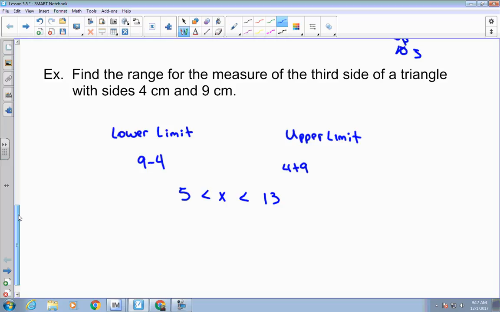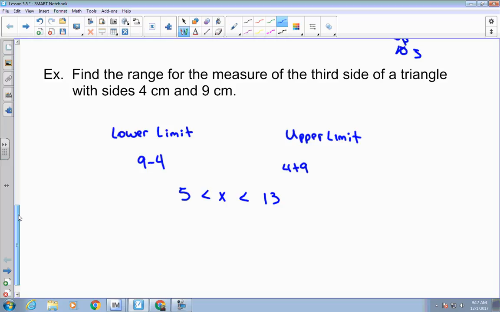Okay, a lot of people think that's how you read that. But if you heard me say 5 is less than x is less than 13, does that even make sense? We're talking about the value of x, yes? Perfect. X is greater than 5 and less than 13.